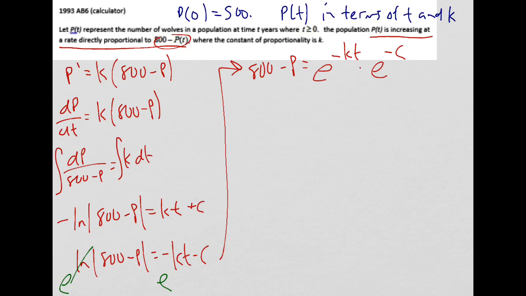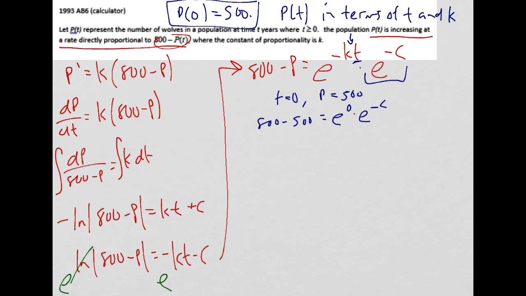All right, so this is my step where I'm going to use the initial value to solve for my C. And I'm actually going to just solve for the e to the negative C, because I think that's easier in this case. So I'm going to use t equals 0 and P equals 500 to solve for my C. That gives me 800 minus 500 equals e to the... When I plug in t equal to 0, then this whole thing is going to be 0. So I'm going to get e to the 0, which I know is going to be 1, times e to the negative C. So this goes away. It's 1 and gives me that e to the negative C is equal to 800 minus 500, which gives me 300.